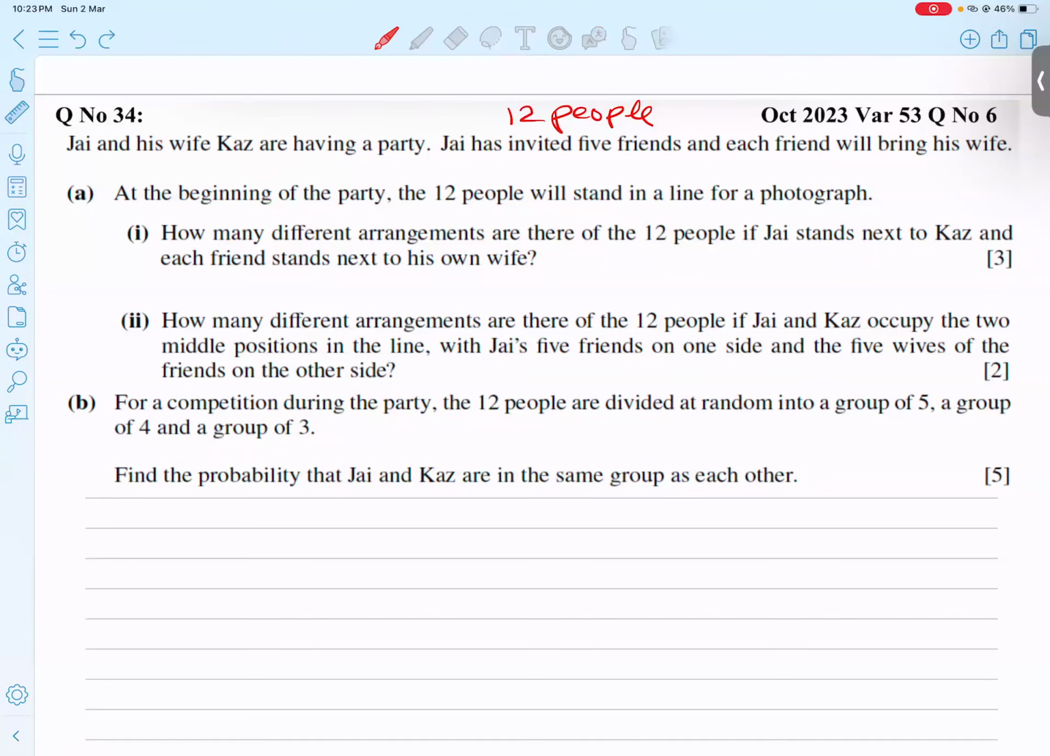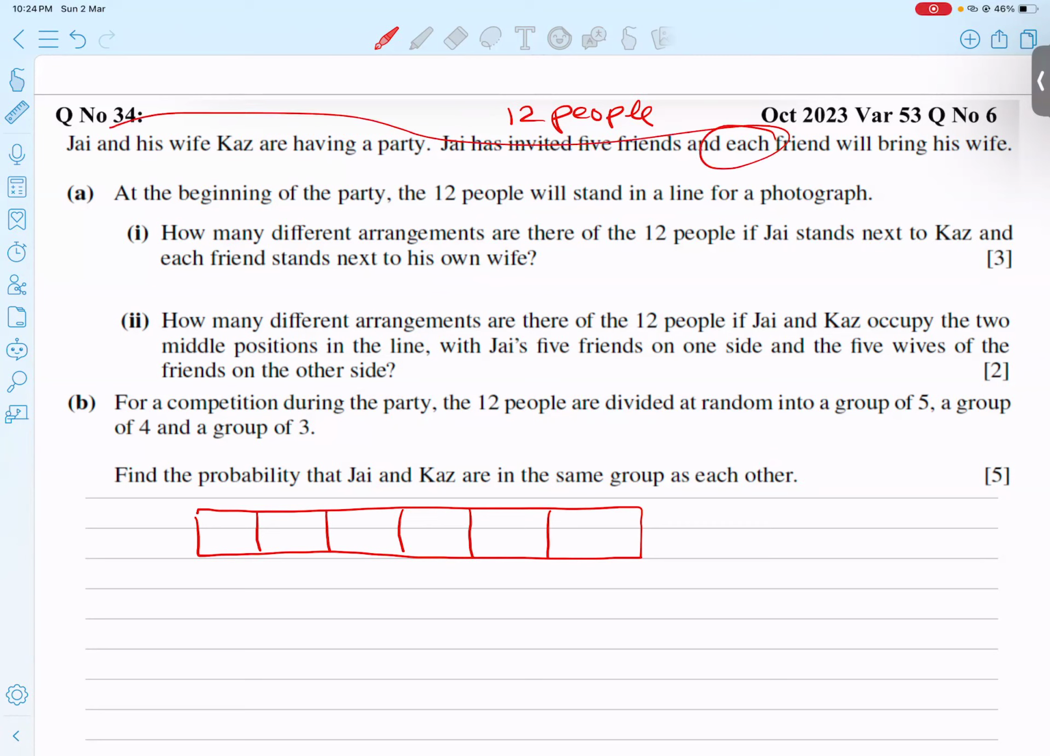He said that of the 12 people, Jay stands next to Kaz, and each friend stands next to his wife. So let's start. How can we do it? Students, maybe you will find it easy this way. So 1, 2, 3, 4, 5 lines, meaning 5 friends plus 1 husband and wife. So it means we have 6 couples.